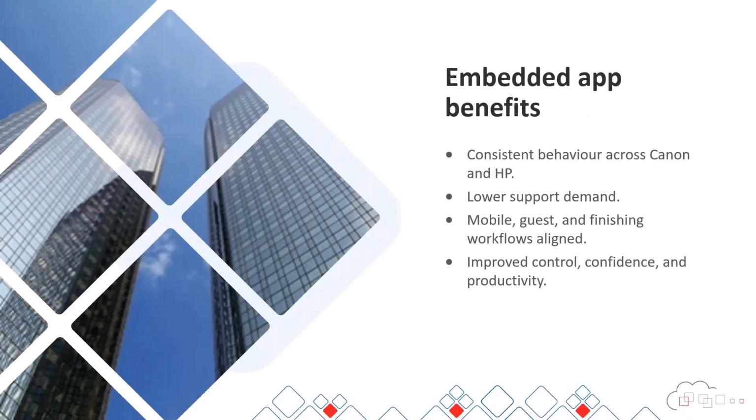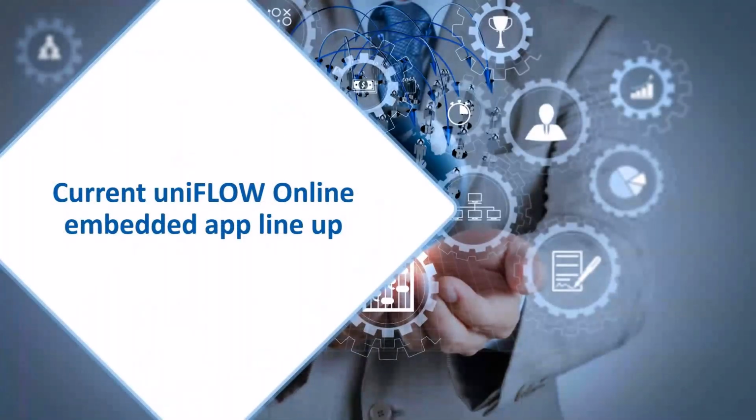So with uniFLOW Online, Canon and HP devices behave in the same way at the point of use. Users log in, they find their jobs, release and adjust finishing without having to think about which device they're actually standing at. For IT, that consistency reduces support calls, improves visibility and control. Overall, the environment becomes easier to run for IT and more predictable for the users. So, how is that consistency delivered across the different vendors? Let's have a look.